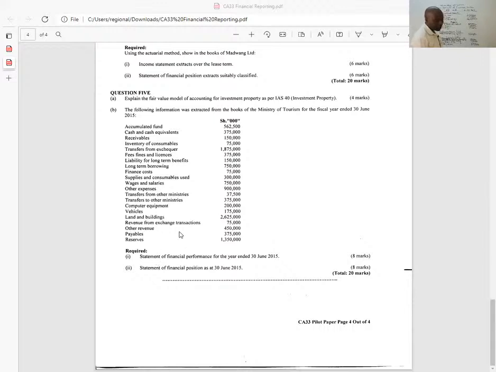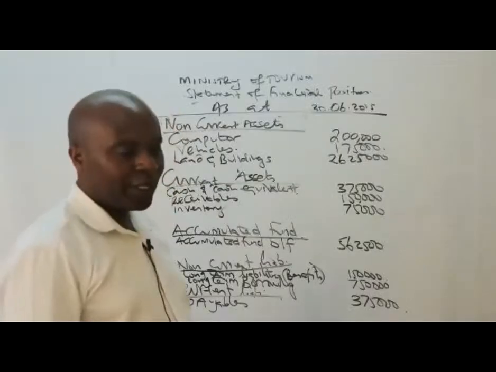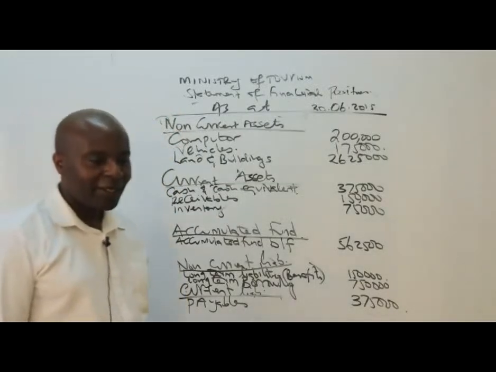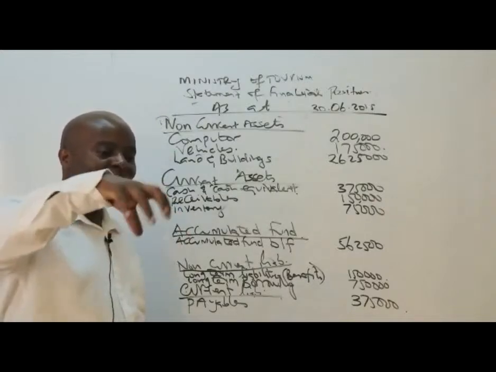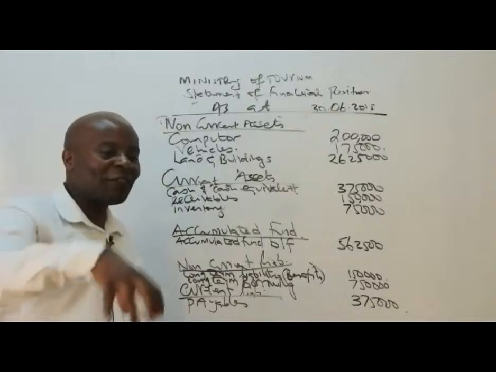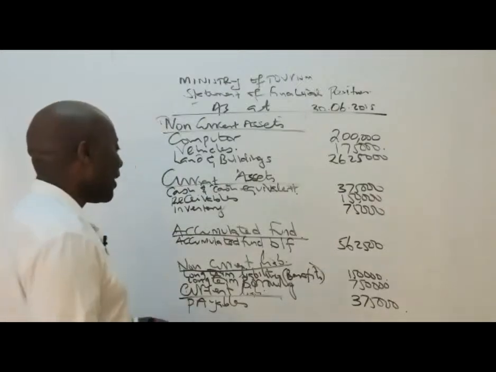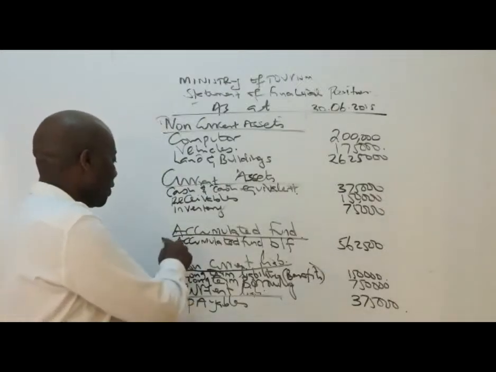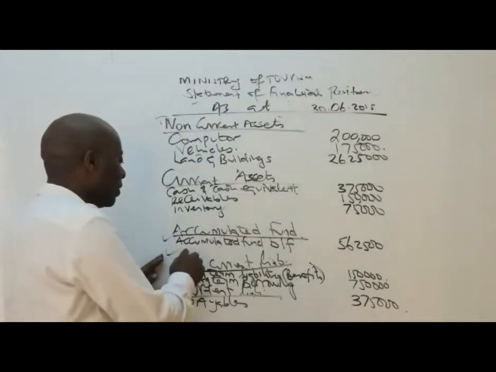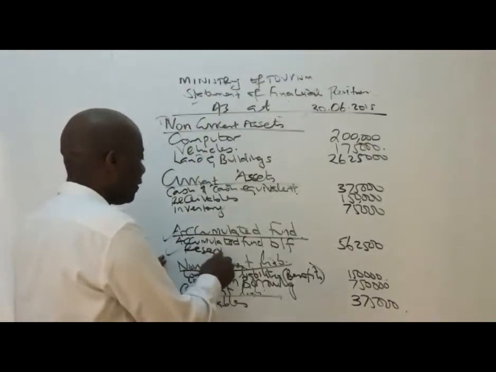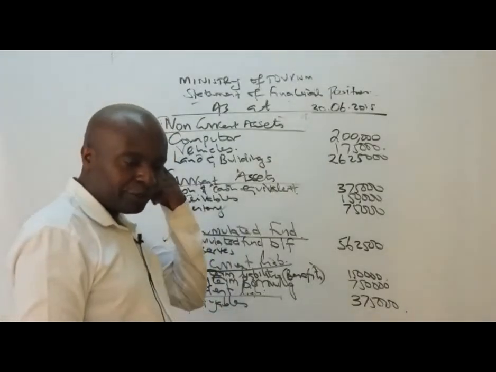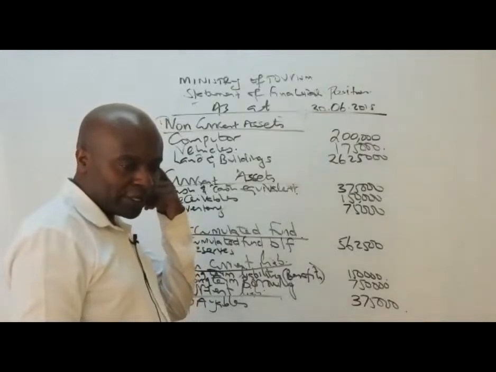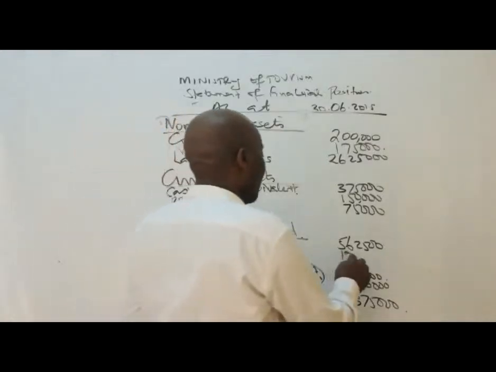Reserves, yes. Where do we take the reserves? Thank you very much. A reserve is an equity component. In government, you don't talk of equity. It is accumulated fund. Thank you very much. You guys are geniuses. So come and give us here reserves. Reserves over how much? 1,350,000.